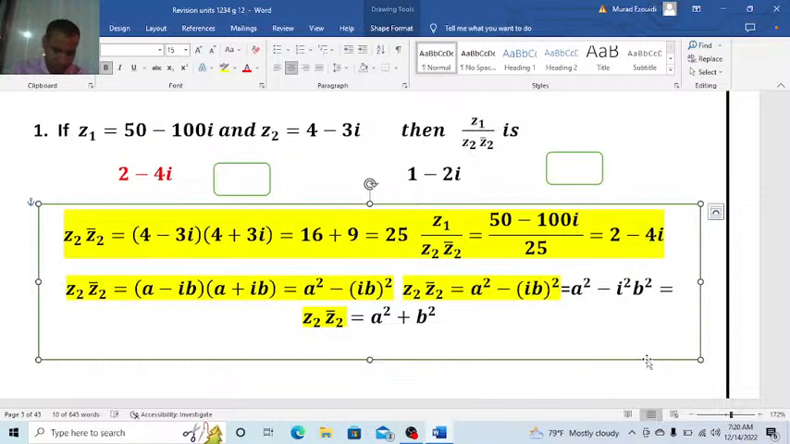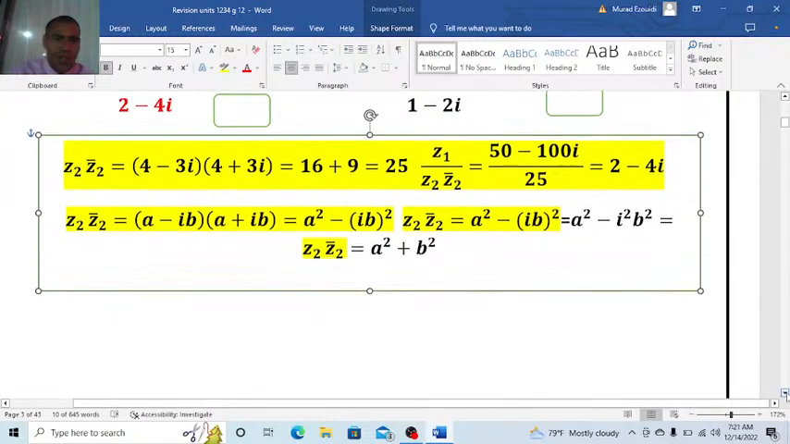Okay. This one, question number 3. So now we can move to the next question. We told, I will try to solve this question.